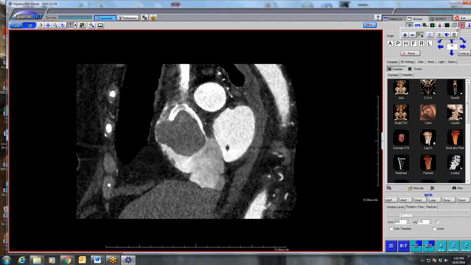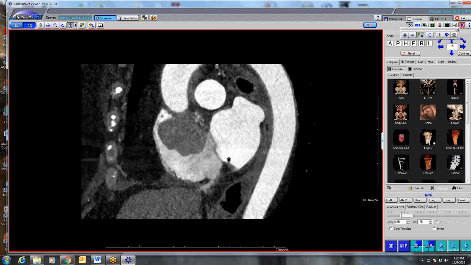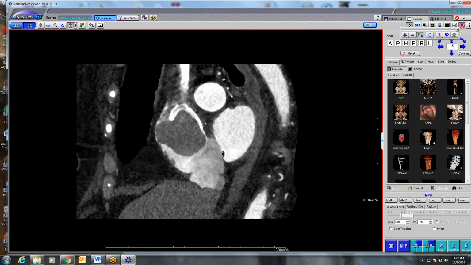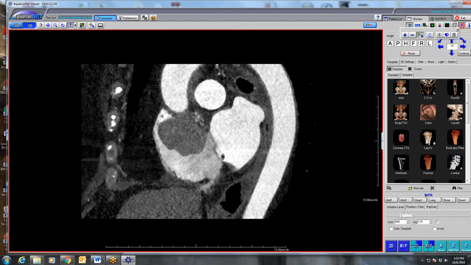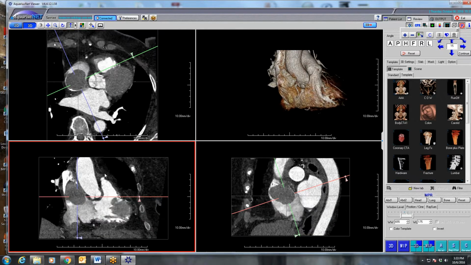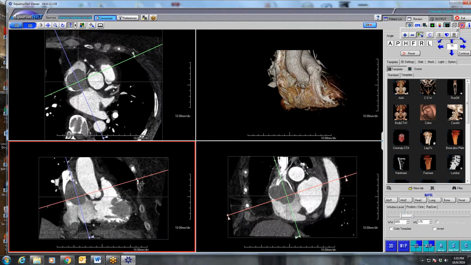It's not along the fossa ovalis. We know that almost every single left atrial myxoma is going to arise in the region of the fossa ovalis. Right atrial tumors or myxomas, actually, most of them do not, at least in my experience and some other people's experience as well.